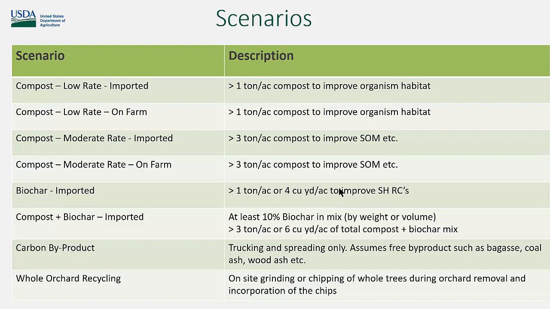And so just briefly, because we're providing financial assistance, we want to put some lower thresholds on the application. So to make sure that we're at least getting something for the taxpayers' money that we're investing into this particular practice. So we have what we're calling low rate scenarios. There's two of them, whether the compost is made off-site and then brought onto the farm, or whether it's produced on farm. And so the minimum threshold here is 1 ton per acre.